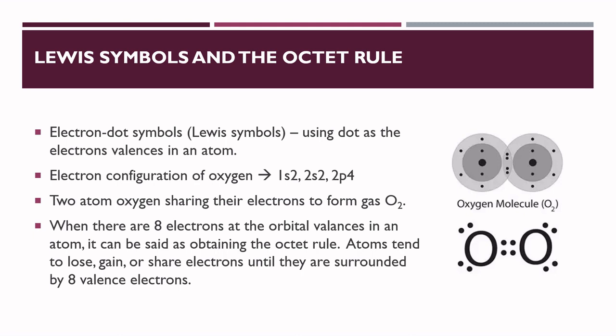When there are 8 electrons in the valence orbital of an atom, it can be said to have obtained the octet rule. Atoms tend to lose, gain, or share electrons until they are surrounded by 8 valence electrons. If we look at the oxygen molecule here, one of these oxygens has already reached octet, meaning there are 2 electrons here, 2 electrons here, and 4 electrons here, so it will give you 8. And the other oxygen also has 8 electrons.